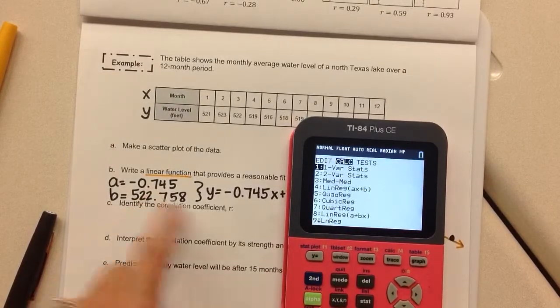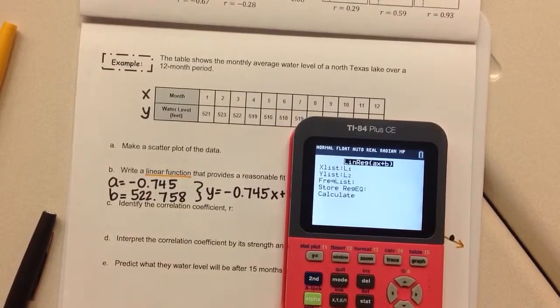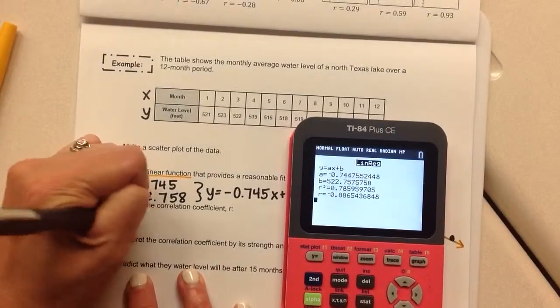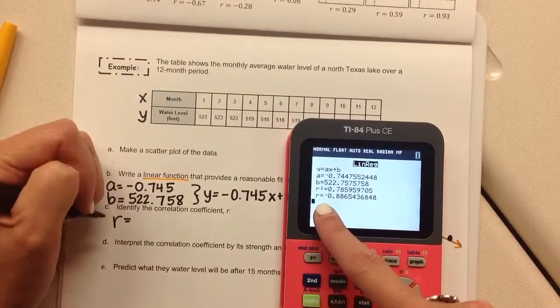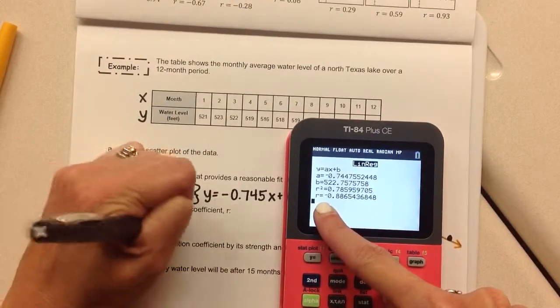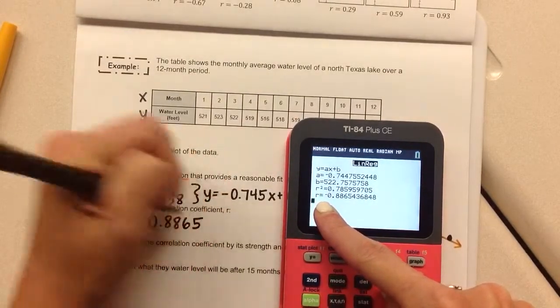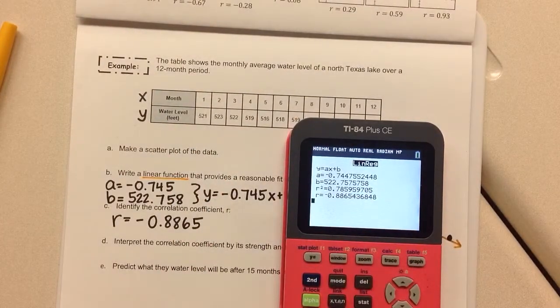So we're going to stat arrow over, we're going to press 4, and now when we calculate, it's going to tell us our R coefficient. R equals, and you want the bottom one. You don't want R squared, we just want R. Negative 0.8865. Okay, so now this R value, the correlation coefficient, is actually going to tell us 2 things.